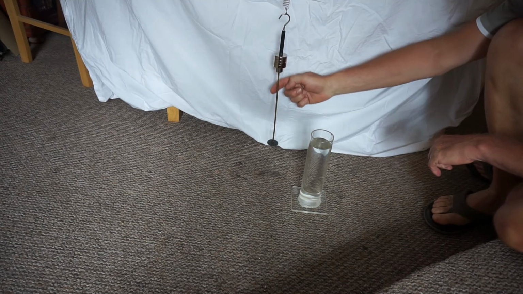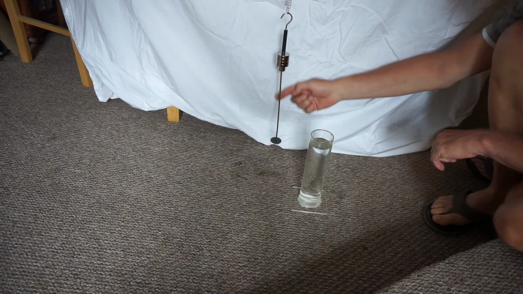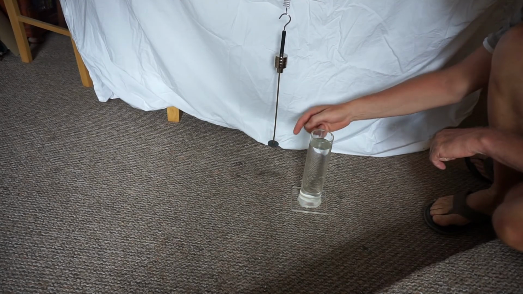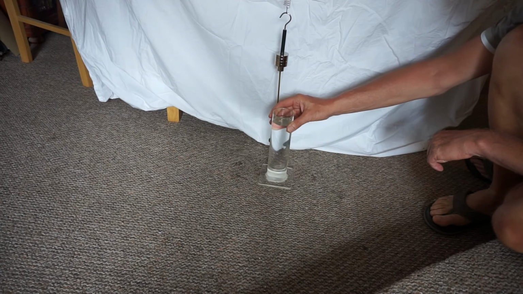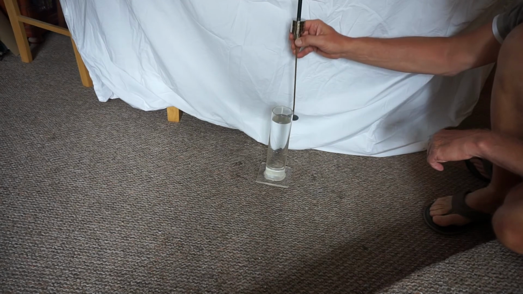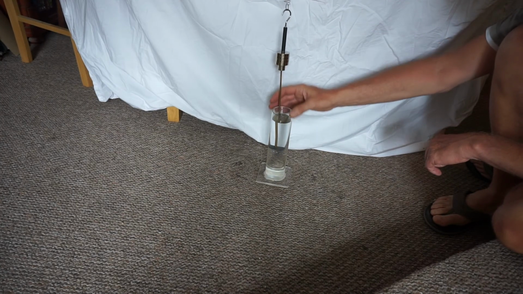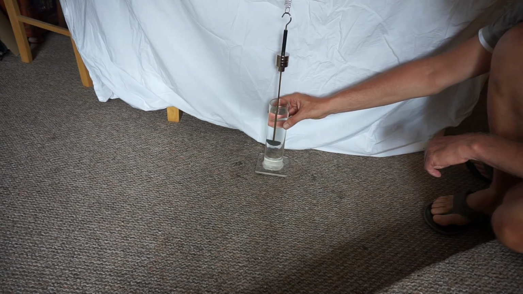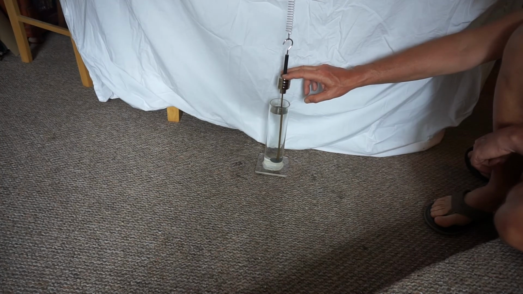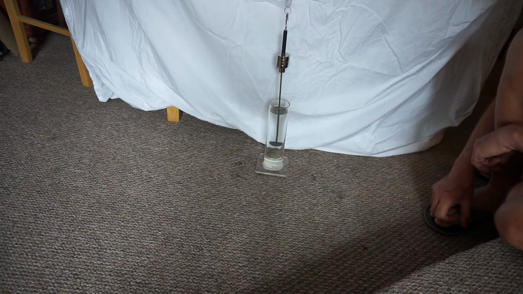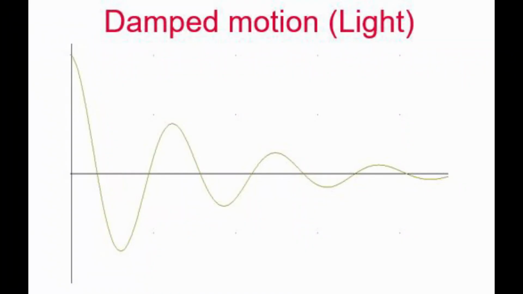I've now attached a rod to the mass, and on the end of the rod is this disc which will act as a plunger, and I'll insert this into a tube of water which will create a damping effect. If I displace the mass and set it into motion, you can see that very quickly, because of this damping effect, the motion dies away. This graph shows how the displacement varies with time for damped motion.